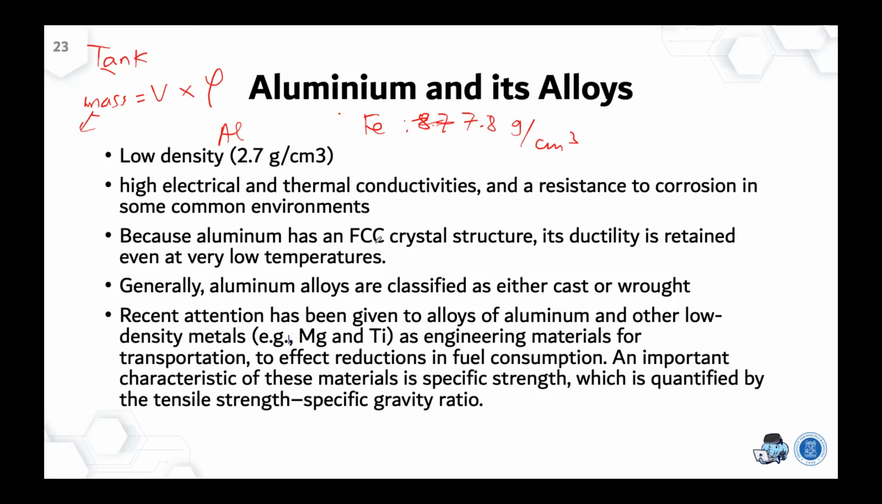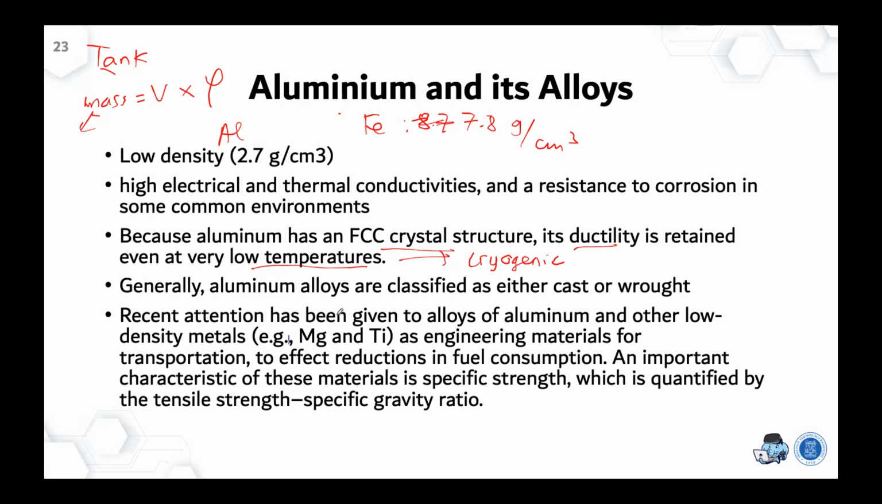Okay, so the aluminum has an FCC crystal structure, and then the ductility will be retained even at low temperature. So it's really suitable for cryogenic purposes. For example, you have cryogenic distillation to separate methane and propane and butane, at a cryogenic temperature. Then you need to use aluminum compared to plain carbon steel, because carbon steel has that ductile to brittle transition at low temperature.